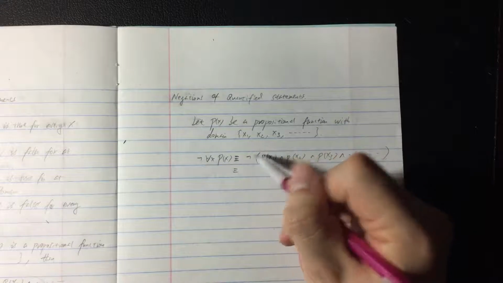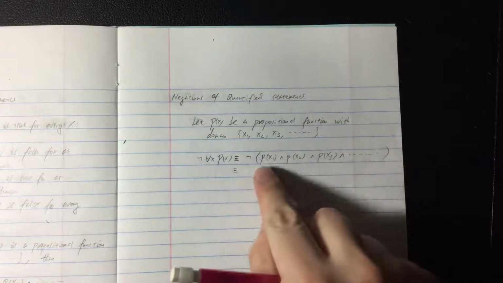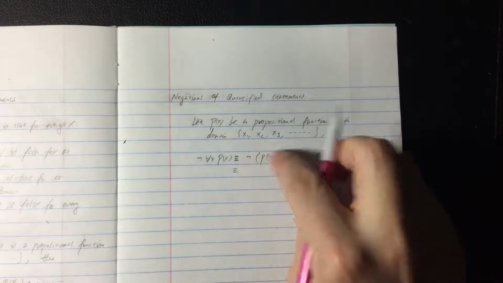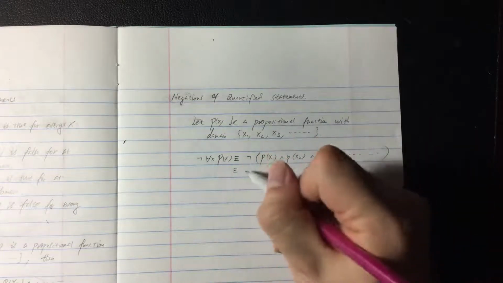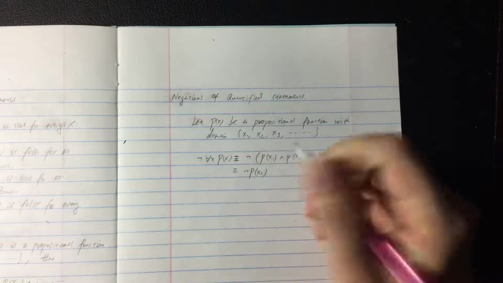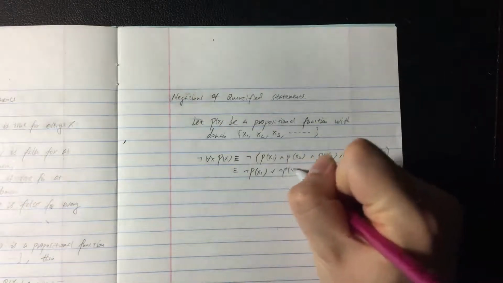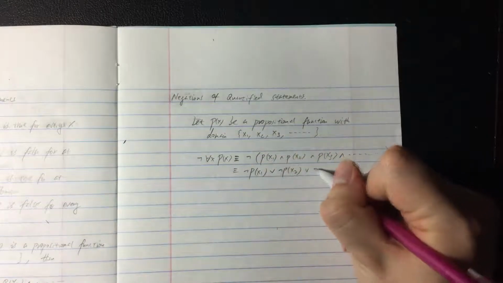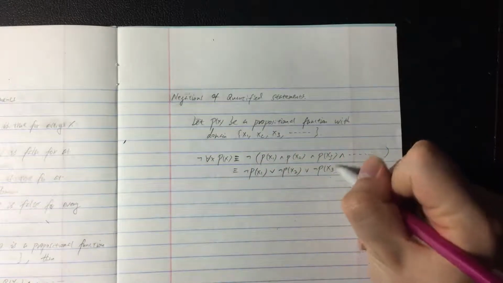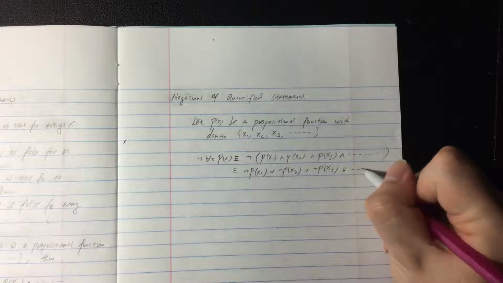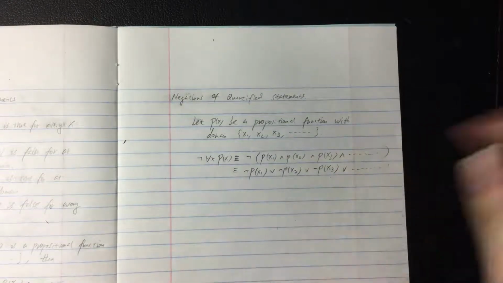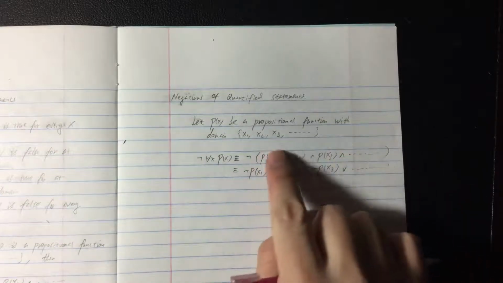When we distribute not, we apply De Morgan's law. When we distribute negation, the operation in the middle will be switched. So it becomes not p of x1 or not p of x2 or not p of x3 or so on.